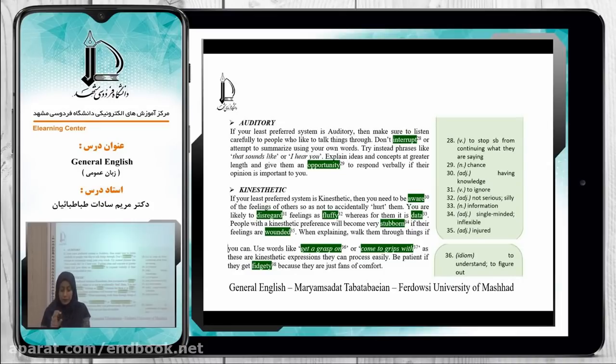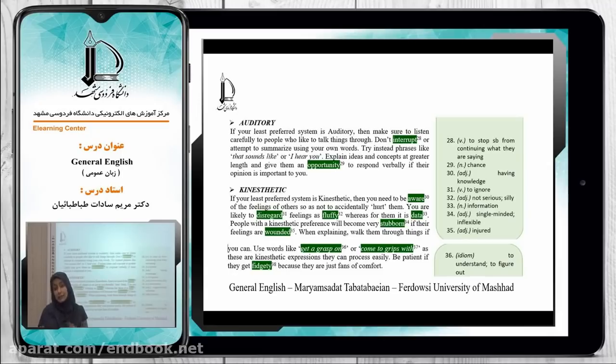So, people with this preference may become very stubborn if they feel bad. When people's feelings are wounded, they feel very bad. They don't like it. So, they might become stubborn if they feel bad. What is stubborn? Yes, kal shaq in Farsi.